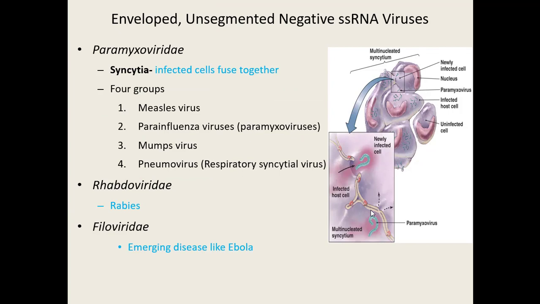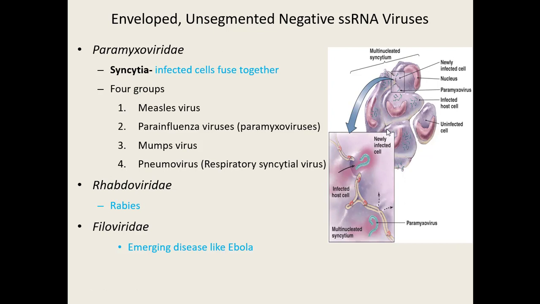Now, anything in the Paramyxoviridae family, all of the viruses will always form a syncytia. This is when infected cells will all fuse together. They do that to help evade our immune system. They can easily sneak between cells, between areas, and our immune system can't always recognize them when they're all fused together. Now, there are four groups of viruses in this family.